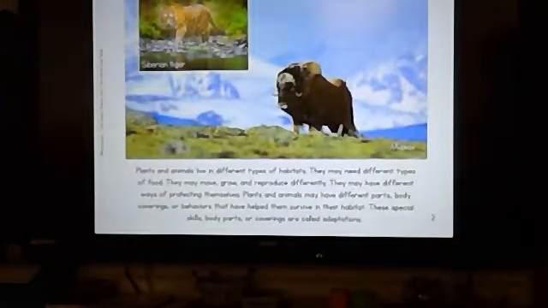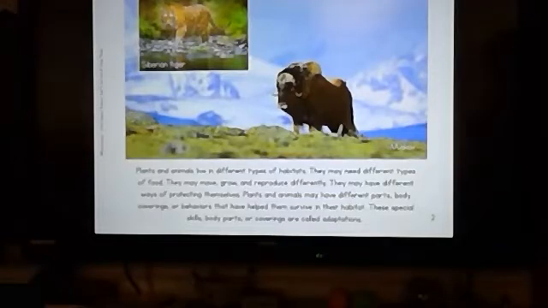Plants and animals live in different types of habitats. They may need different types of food. They may move, grow, and reproduce differently. They may have different ways of protecting themselves. Plants and animals may have different parts, body coverings, or behaviors that have helped them survive in their habitat.